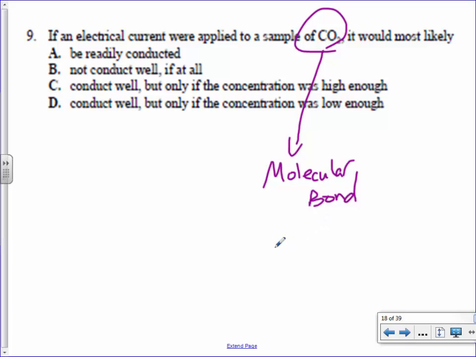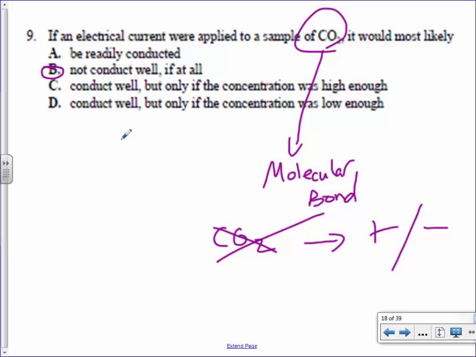Do molecular things have the ability to dissociate? No. Acids can ionize, but it's just an acid. Okay, so CO2 cannot break up into positive and minuses. Does that make sense? So therefore, should it be able to conduct? Not at all. It should not conduct well, if at all. Because how do things conduct? They need to have positives and negatives. Ionic things conduct. CO2 gas does not have that ability. It bonds molecularly. Does that make sense?